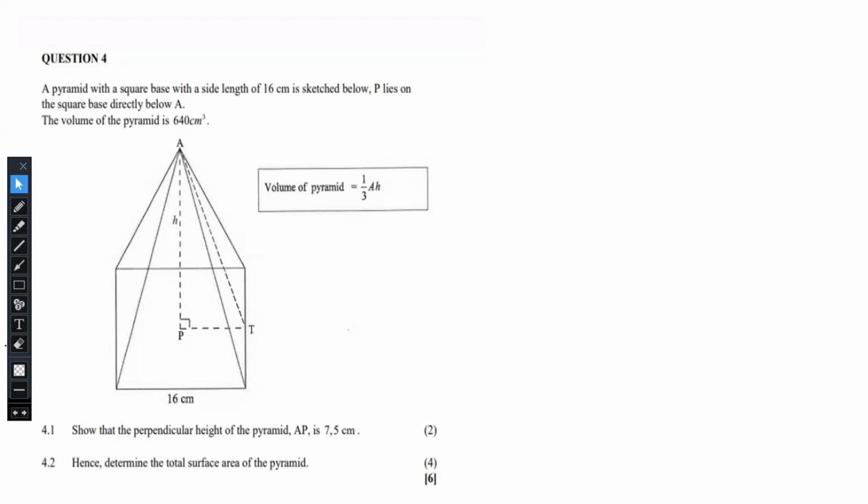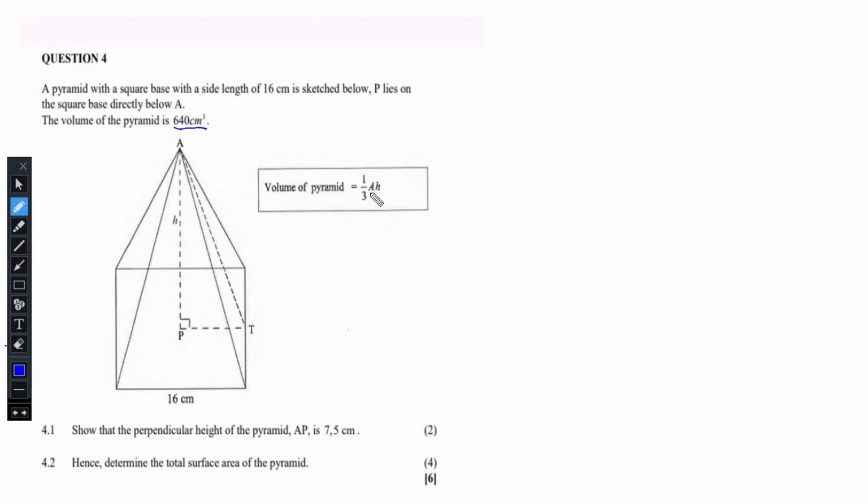Okay, so now we have question 4. It says a pyramid with a square base with a side length of 16 centimeters is sketched below. P lies on the square base directly below A. At this point, from the questions that we have already answered, you can identify the trend that it is very important to note how to calculate the pyramid with a square base, because they like to show it more. The volume of the pyramid is 640 centimeters cubed, and then we are given the formula for the volume of a pyramid.